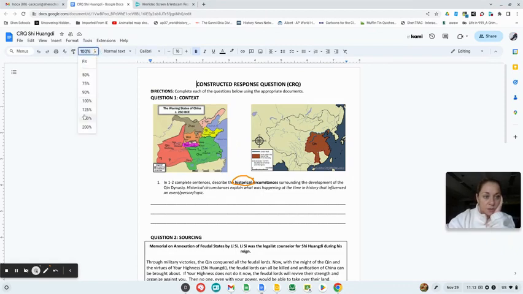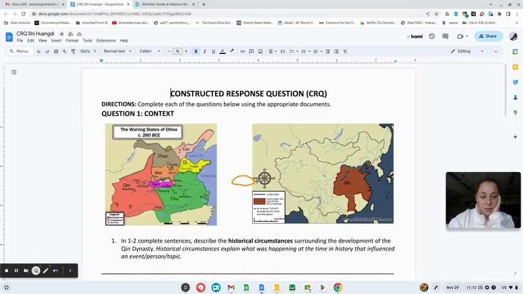So I'm going to zoom in just a tad. So when we are talking about historical context, I need to explain what historical events are happening in between these two images. It says, in 1 to 2 complete sentences, describe the historical circumstances surrounding the development of the Qin dynasty. The development of, like, how did it start?